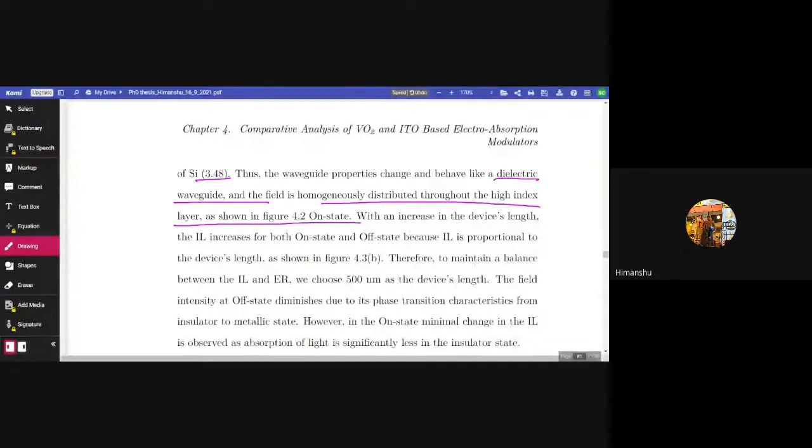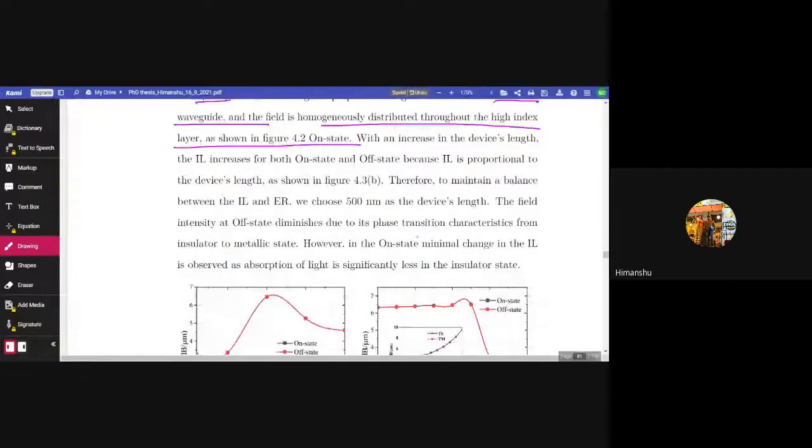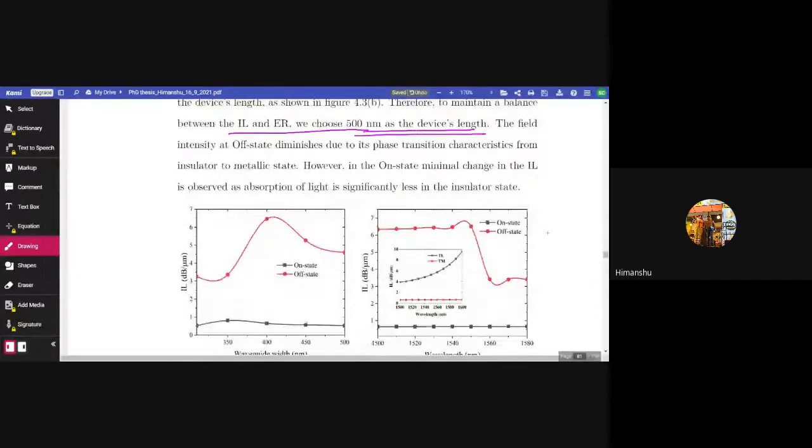With an increase in the device's length, the IL increases for both on state and off state because IL is proportional to the device's length, as shown in figure 4.3b. Therefore, to maintain a balance between the IL and ER, we choose 500 nanometer as the device's length. The field intensity at off state diminishes due to its phase transition characteristic from insulator to metallic state. However, in the on state, minimal change in the IL is observed as absorption of light is significantly less in the insulator state.